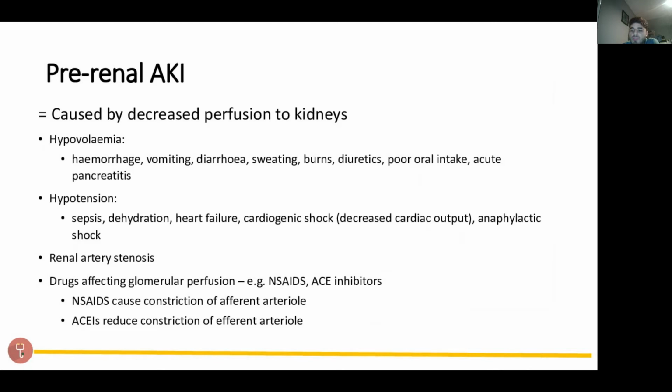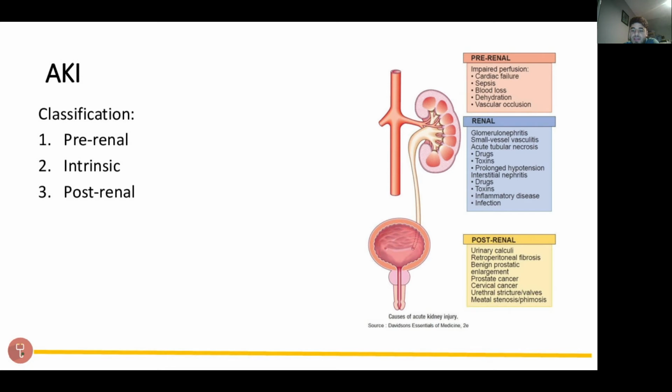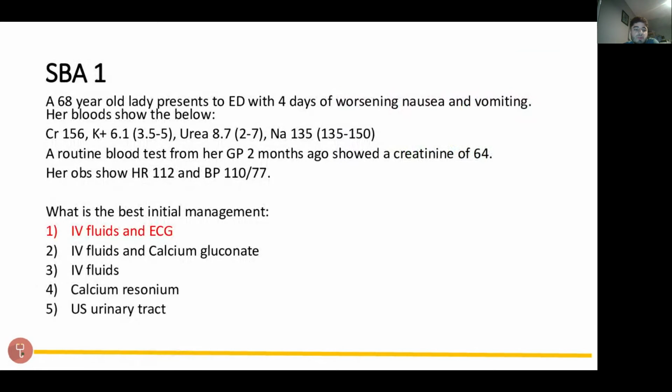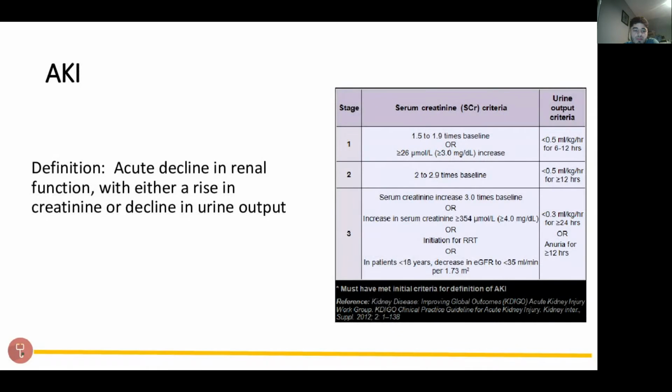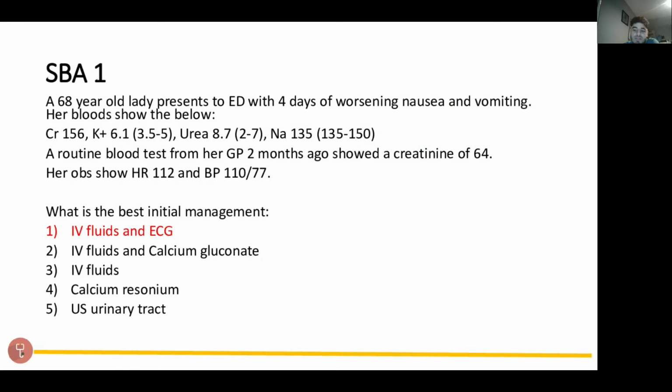Ashok, so the first option is correct then for the SBA? Yes, sorry. So we always want to do IV fluids and ECG, okay? That's the best initial management. Once you've done that, then you would start the calcium gluconate.